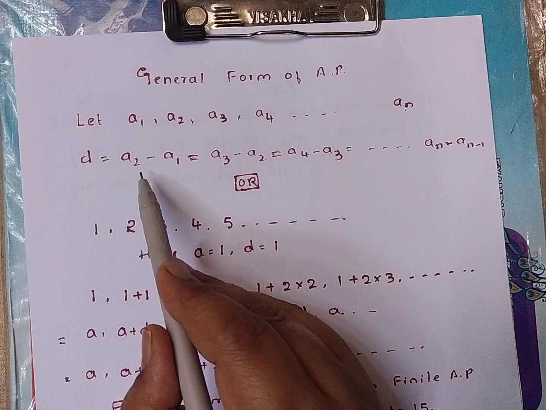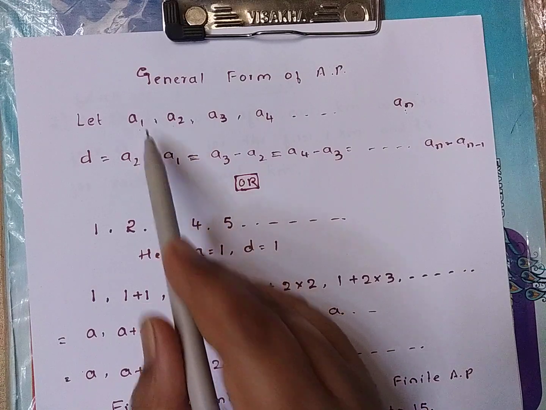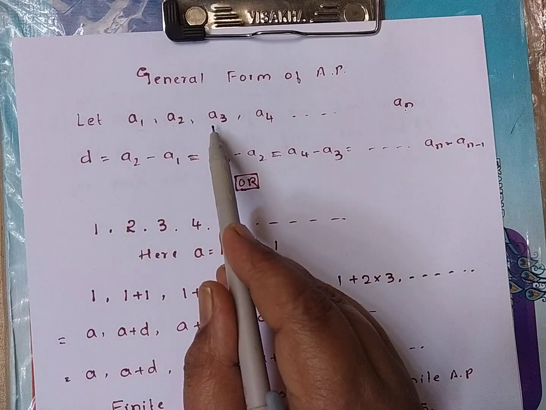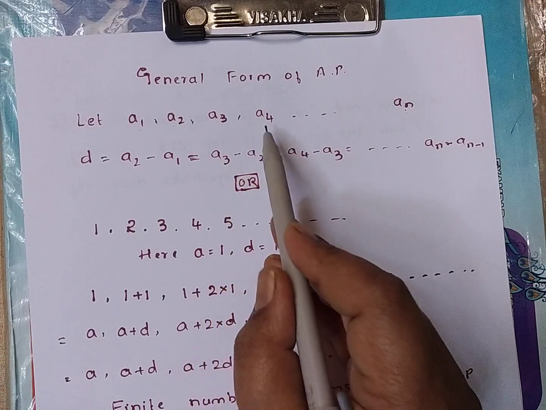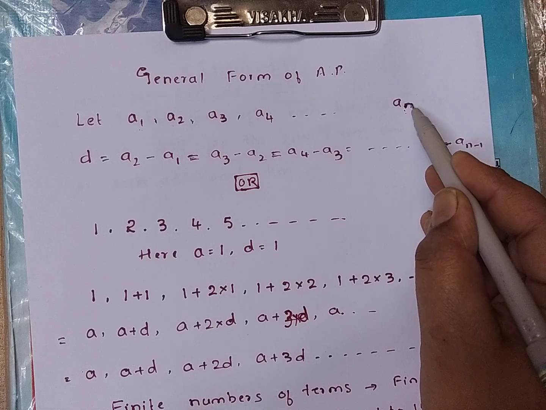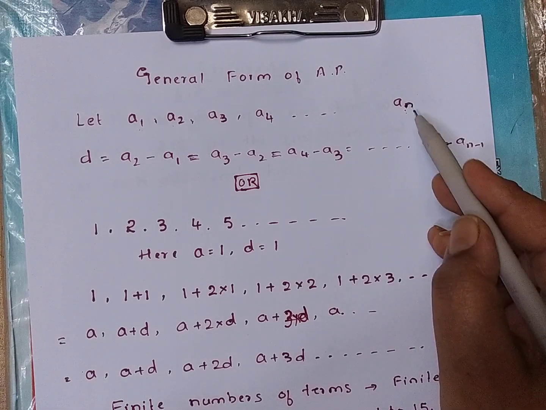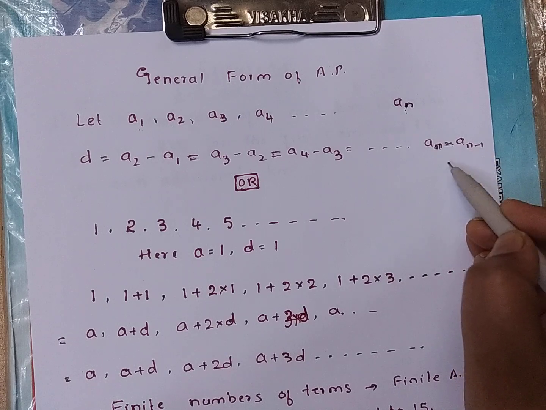D equal to A2 minus A1. And similarly A3 minus A2, that is also D. And this is equal to A4 minus A3, up to the last number. Which is the last number? AN, that is the nth number. Last means nth number: AN minus AN minus 1.